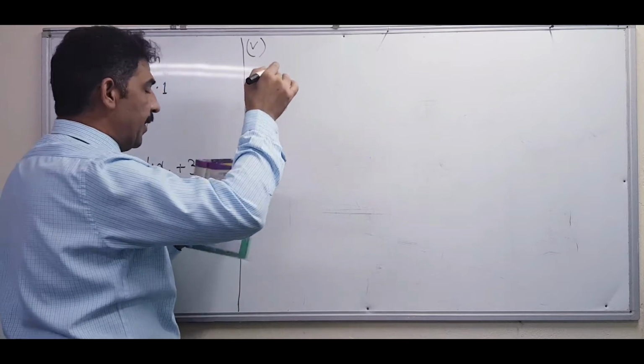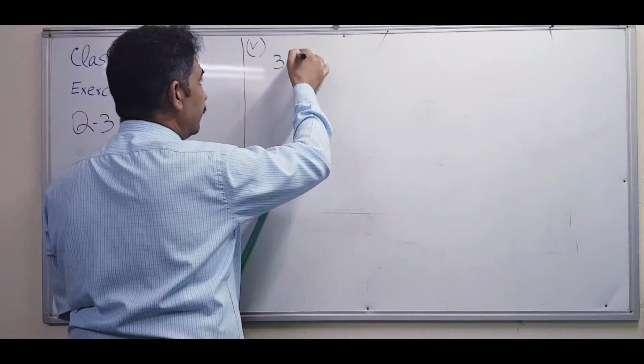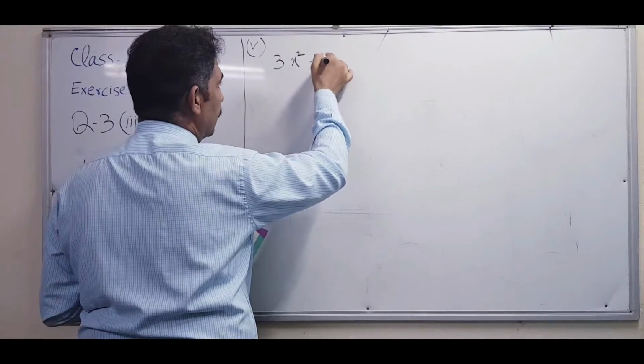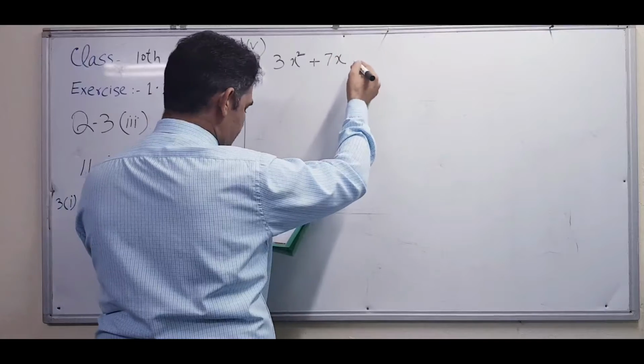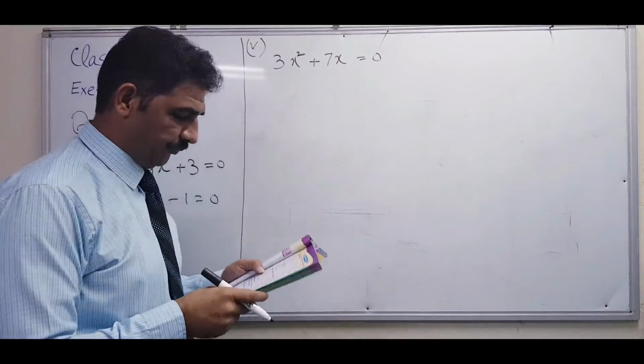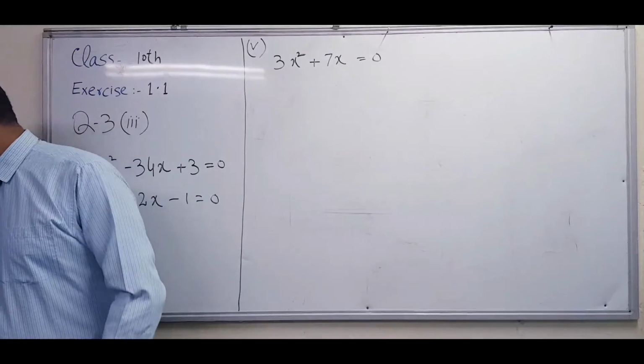What is its fifth part? 3x square, 3x square plus 7x is equal to 0. Now, first of all, I want to ask the question.